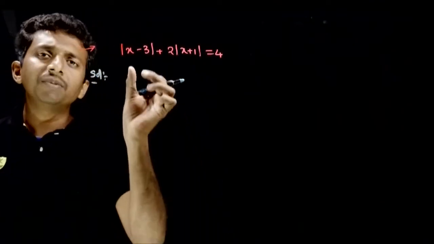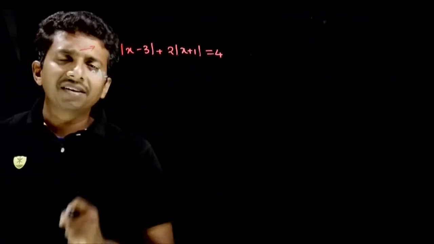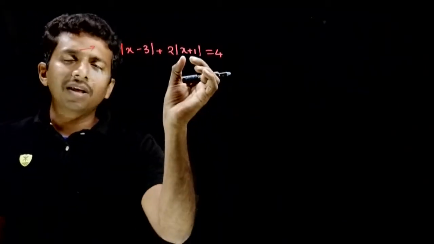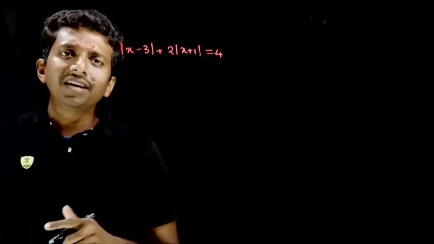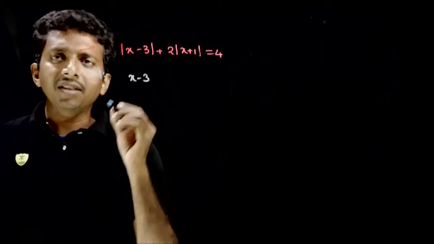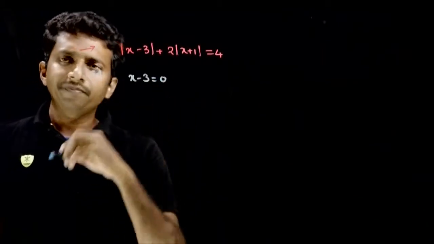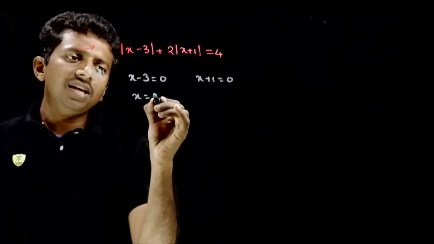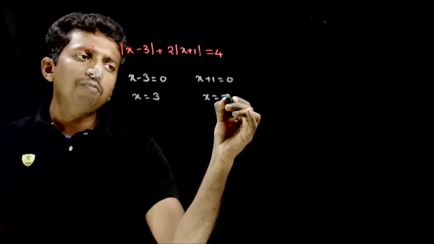ठीक है, mod expressions जब भी simplify करते हैं, so you have to find the critical points. So इसमें एक mod के अंदर x minus 3 है, दूसरे mod के अंदर x plus 1 है. So what are the critical points for these functions? जहां mod के अंदर जो expression है वो 0 होगा. So x is equal to 3 is a critical point and x is equal to minus 1 is a critical point.